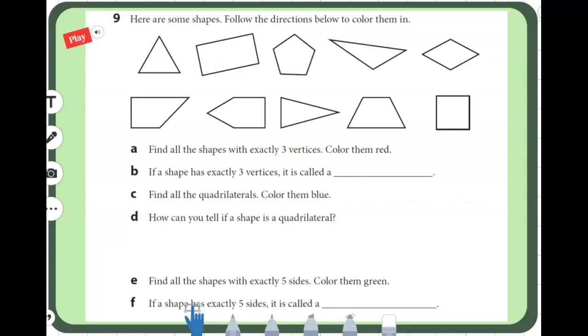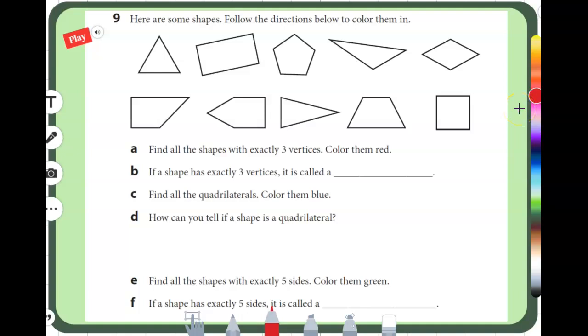Number 9 is showing you a picture of some shapes. Follow the directions to color them in. Letter A says find all the shapes with exactly 3 vertices and color them red. Use the pen tool, make it red, and color in those shapes. Letter B says if a shape has exactly 3 vertices, what's it called? Write the name of the shape in letter B.